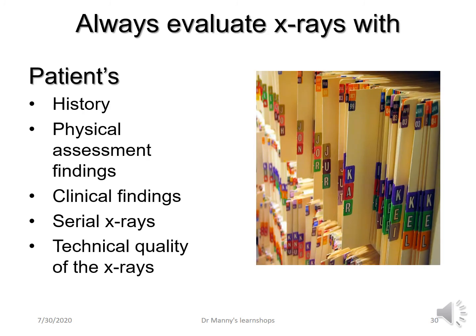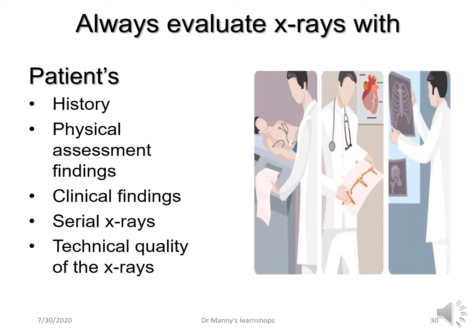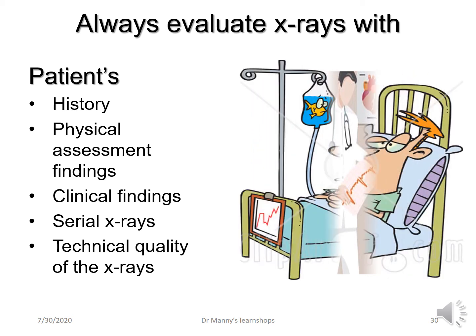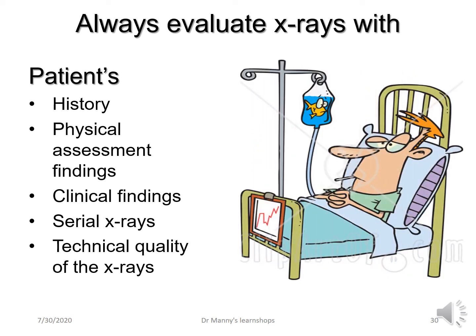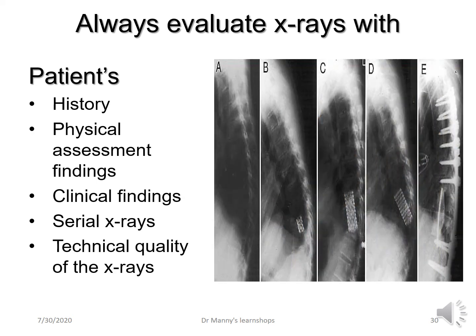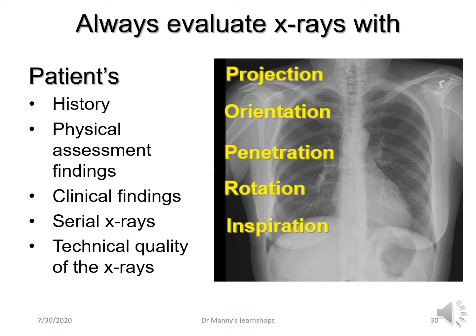Always remember to evaluate the x-rays with the patient's history in conjunction with their physical assessment findings, how they're feeling, how they are clinically. If possible, review the x-ray with serial x-rays that have been previously taken to see whether things have improved, whether things have got worse, or whether things are new. And always remember the technical quality of the x-ray: projection, orientation, penetration, rotation and degree of inspiration, because these can affect how the image appears.